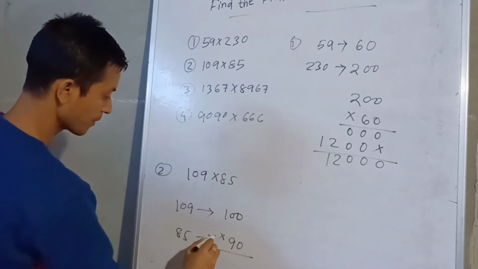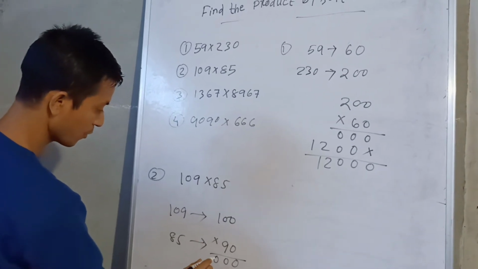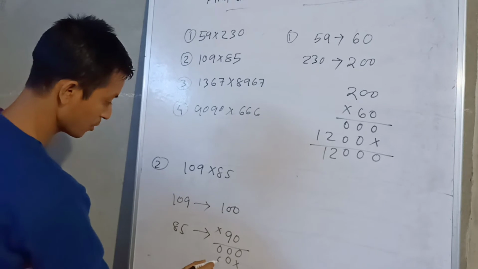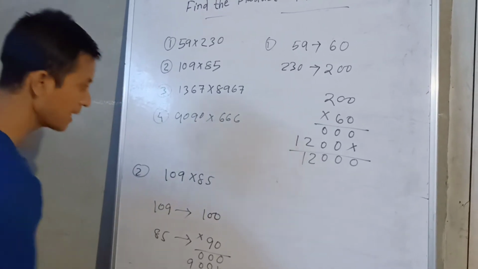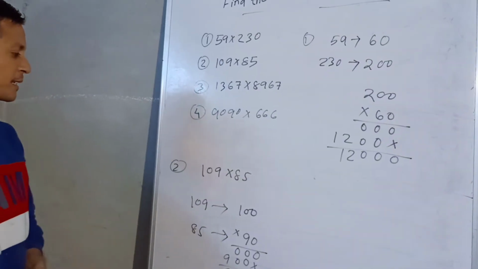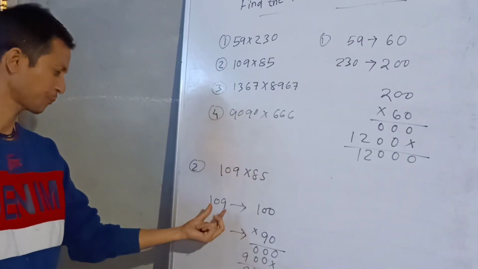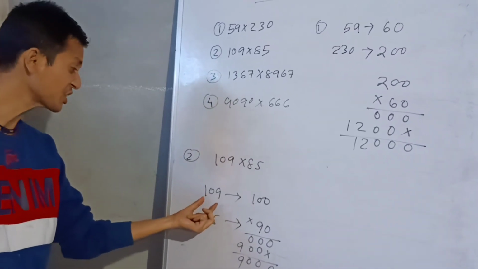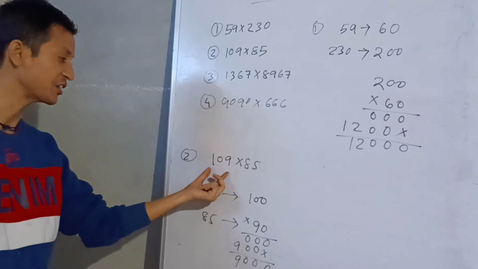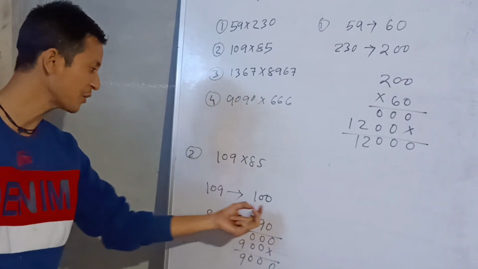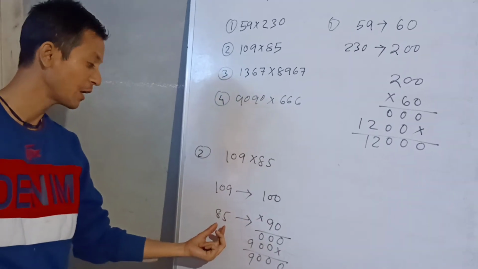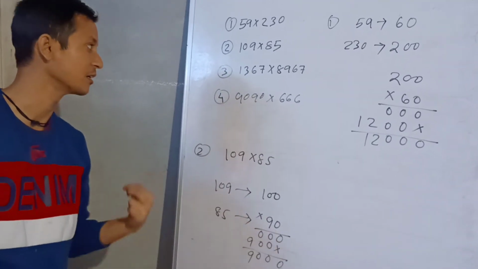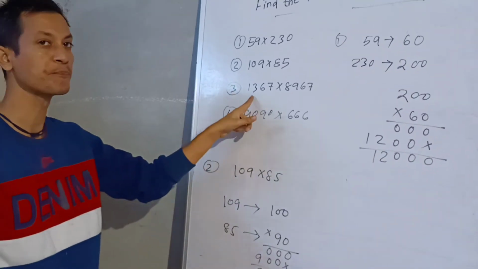So here, 100 into 90 gives 9000. 109 rounded off to the nearest 100 is 100, a 3 digit number, and 85, a 2 digit number, so the nearest 10 is 90.